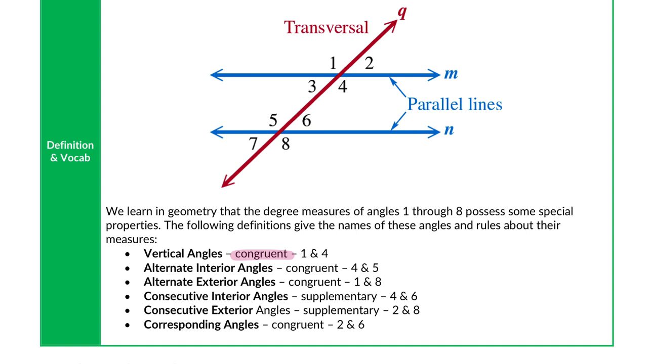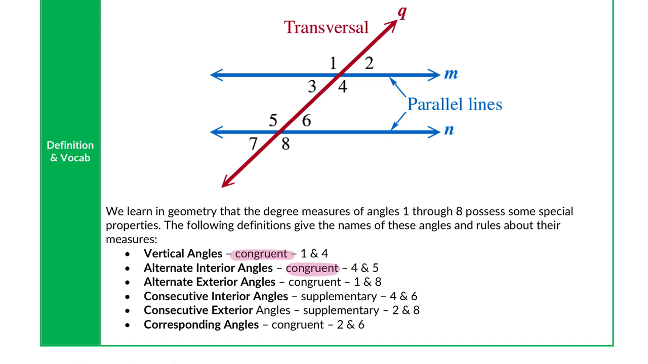How about alternate interior angles? Alternate meaning opposite sides of the transversal. Interior means inside the parallel lines. So if this is number 3, what is the other alternate interior angle? 6. How about 4? 5. Alternate sides of the transversal inside the parallel lines. Those angles are also congruent.